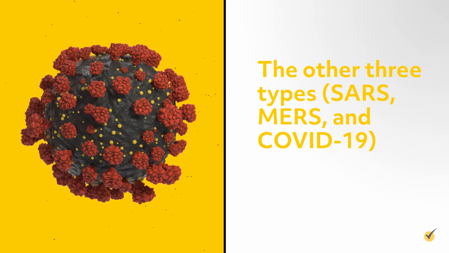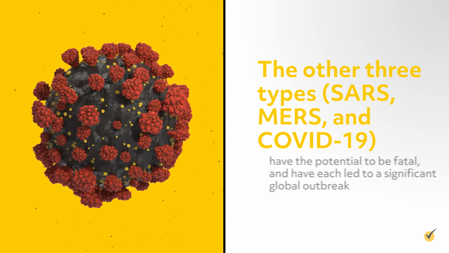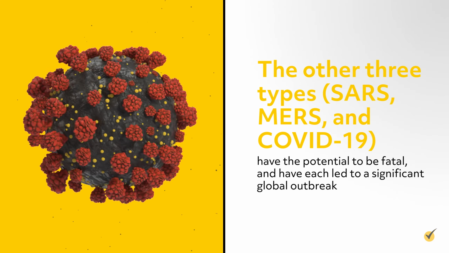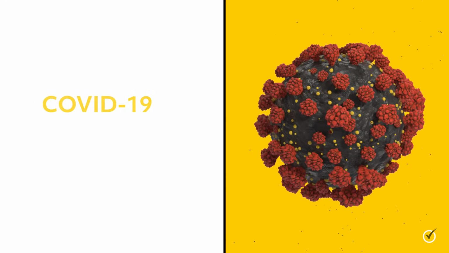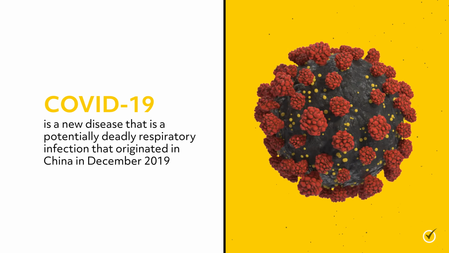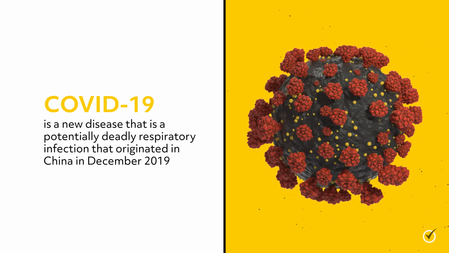However, the other 3 types, SARS, MERS, and COVID-19, have the potential to be fatal and have each led to a significant global outbreak. COVID-19 is a new disease that is a potentially deadly respiratory infection that originated in China in December 2019.